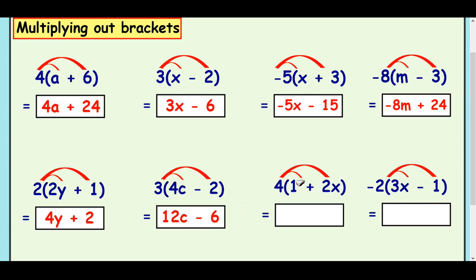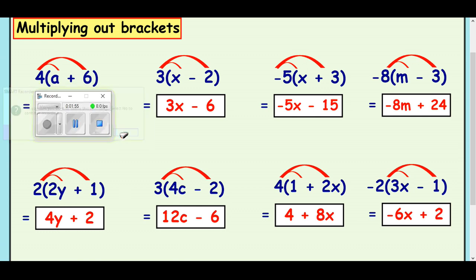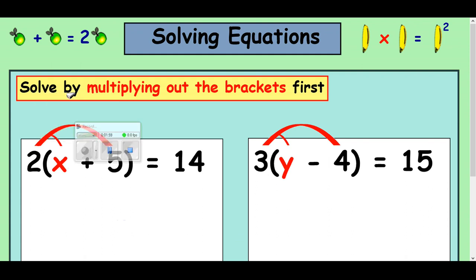Okay, next one, we've got 4 times 1, which is 4, plus 4 times 2x, which is 8x. And finally here, we've got negative 2 times 3x, which is negative 6x. Then we've got negative 2 times negative 1, which is plus 2. Okay, so let's move on to brackets and equations.